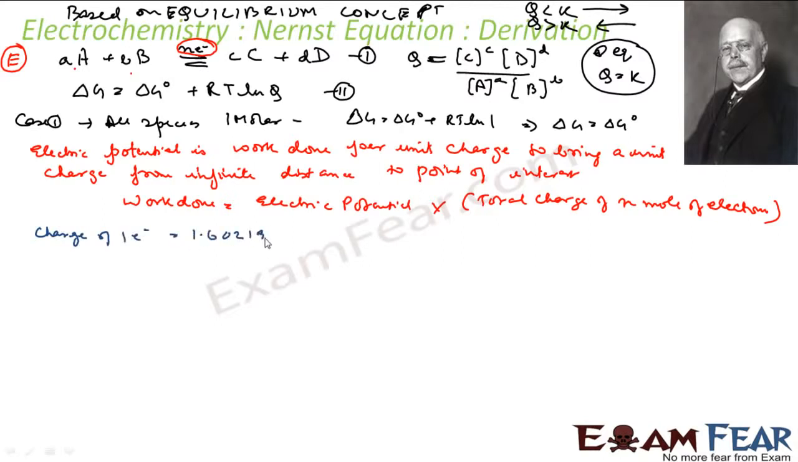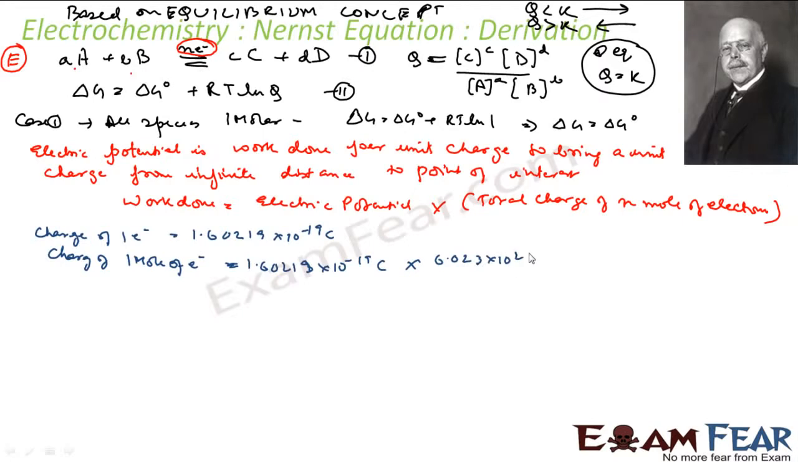1.60219 into 10 to the power minus 19 coulomb. That is the charge of one electron, right? So I have to find the charge of 1 mole of electrons. It will be the same number which we have got, 1.6 into 10 to the power minus 19 coulomb. We will multiply with the number of electrons in 1 mole, that is nothing but Avogadro number, 6.023 into 10 to the power 23.